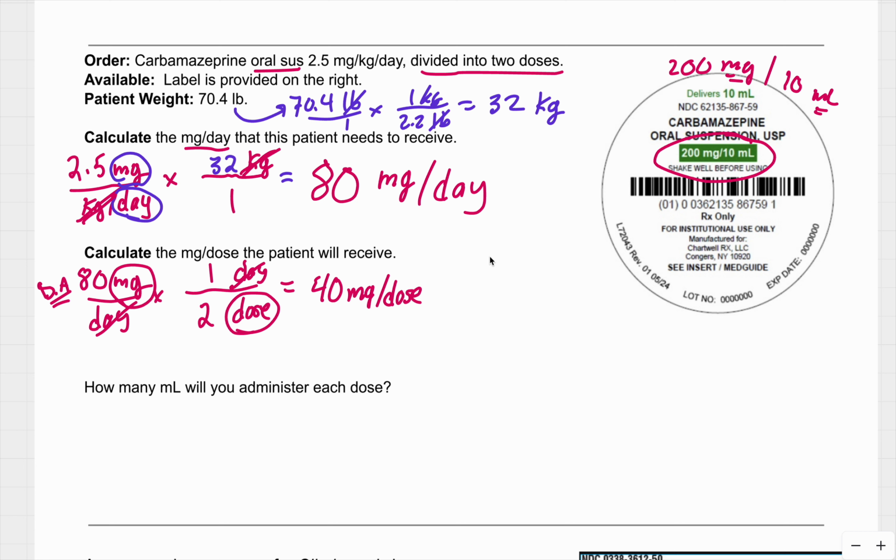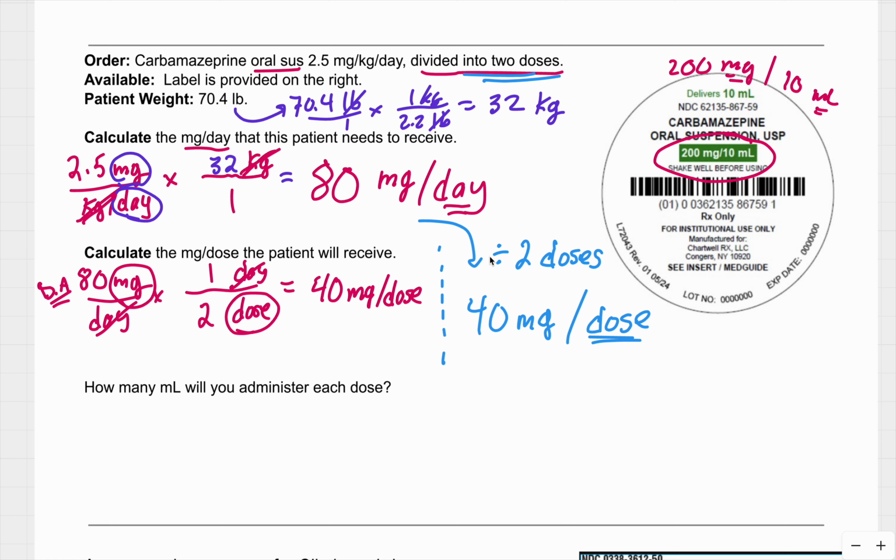If you know that you're taking 80 milligrams per day and you're dividing into 2 doses, it's okay if you just say something like this: divide by 2 doses. Divided into 2 doses, you get 40 milligrams. But you want to continue to write that it's per dose. It's very important that you write either per dose or per day, because these are going to be crucial when we're looking at safe dosage range. So 80 milligrams throughout the day, we're dividing that by 2 to get 40 milligrams. Each time they receive this medication, they need 40 milligrams.